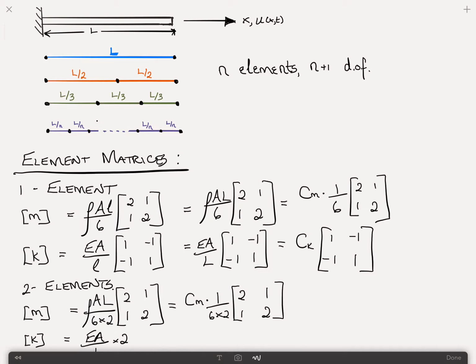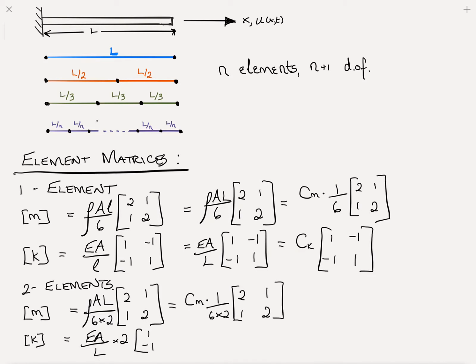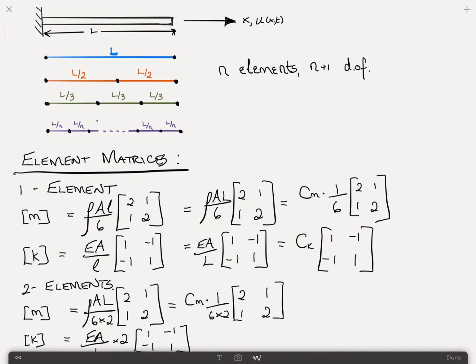And that is equal to, or that multiplies, 1, -1, -1, 1. And I will rewrite that as CK times 2 times 1, -1, -1, 1. What I'm hoping you're going to see here is a pattern developing: this number here is the number of elements, and this number here is the number of elements. Depending on how many elements we use, we just put that in there to get the equivalent mass and stiffness matrices.